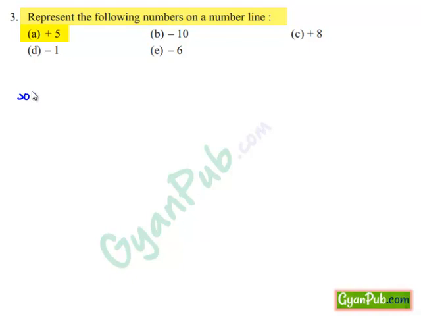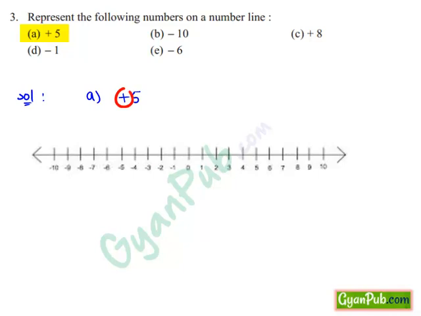Coming to the A bit, we should point out plus 5 on a number line. For this, consider a number line like this. Plus 5 is a positive integer. It is on the right side of 0. Here we can find plus 5: 1, 2, 3, 4 and 5. Here is plus 5.